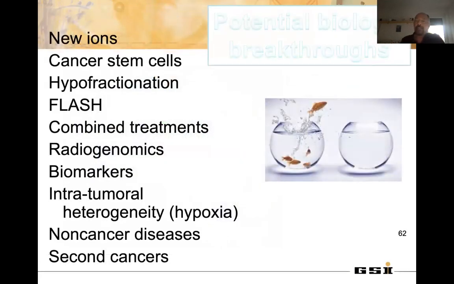Okay, then in the second part of the lecture, I will focus on a few topics that are research topics for this carbon ion therapy, which is actually experimental, which is really an experimental technology. So you really need to do research, I mean, to get the full benefit from it. There are many topics: cancer stem cells, hypofractionation, FLASH, combined treatments, radiogenomics, biomarkers, intratumoral heterogeneity, hypoxia, non-cancer disease, and second cancers. I will touch on a few of them, not all of them, to give you a flavor of the problematics that we have in the research field.